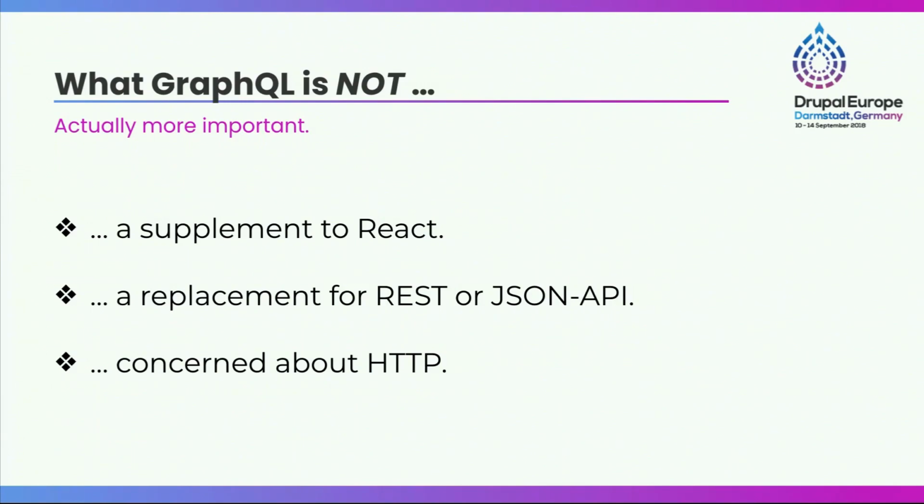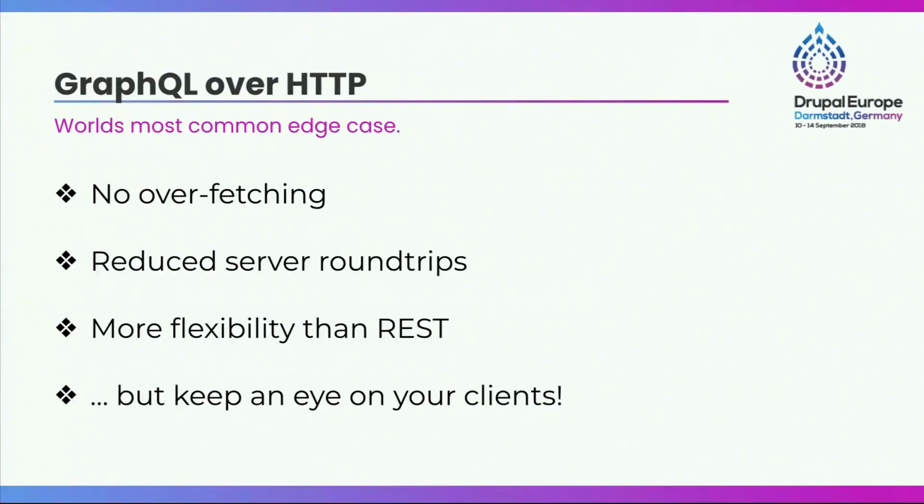And the last point also goes into that direction. GraphQL itself is not concerned about HTTP, not at all. We often hear the complaints that GraphQL doesn't care about HTTP and it doesn't care about HTTP caching, and therefore you would rather use REST, and that's not in the scope of GraphQL to think about HTTP. Nevertheless, we use GraphQL over HTTP a lot, which I would call the world's most common edge case.